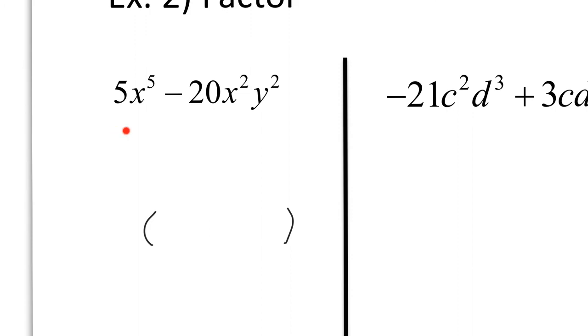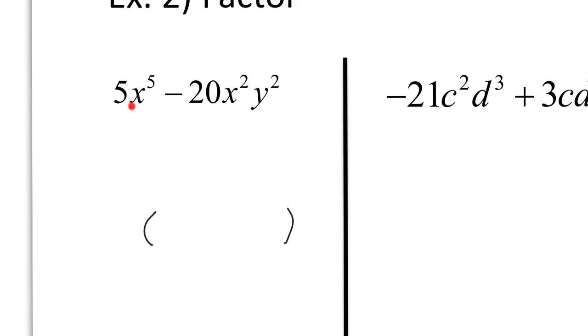Now guys, remember that list I showed you on the previous slide? You don't have to do that every time. If you can find the greatest common factor mentally, that's okay. You just look for the greatest one. Just make sure that it is the greatest common factor.